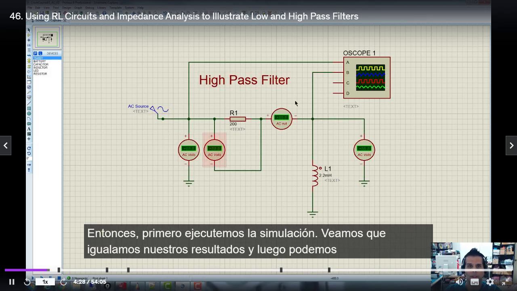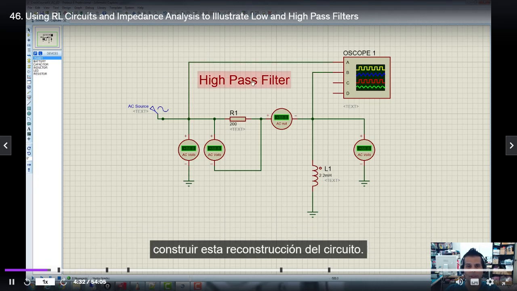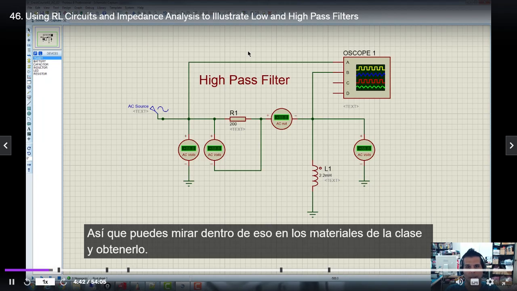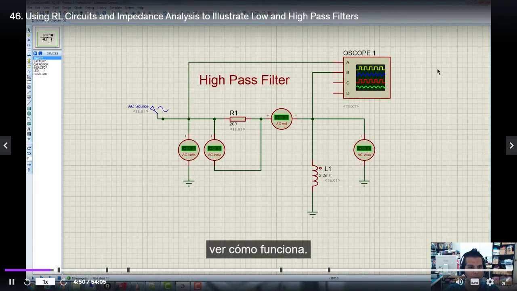So first, let's just run the simulation. Let's see that we match our results, and then we're going to actually rebuild this circuit. Of course, you can get this circuit inside of the assets for this lecture and for this section, so you can look inside of that in the class materials and get it, so don't worry about that. But we're going to rebuild this, which will kind of be fun, so you can see how this goes. All right.